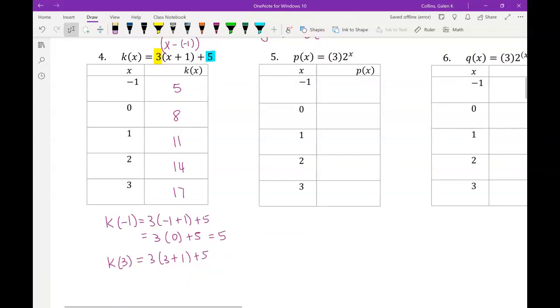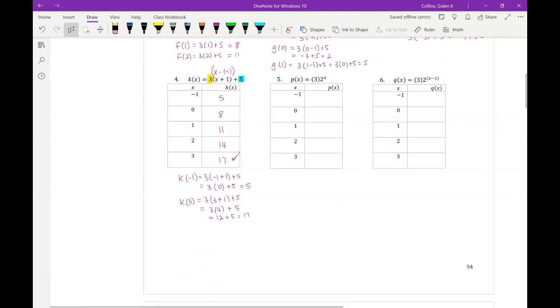And so when I clean up what's in parentheses, that becomes 3 times 4. 3 times 4 is 12. 12 plus 5 is indeed 17. So we could check our table that way. Oops, that was a check mark because we checked our table.